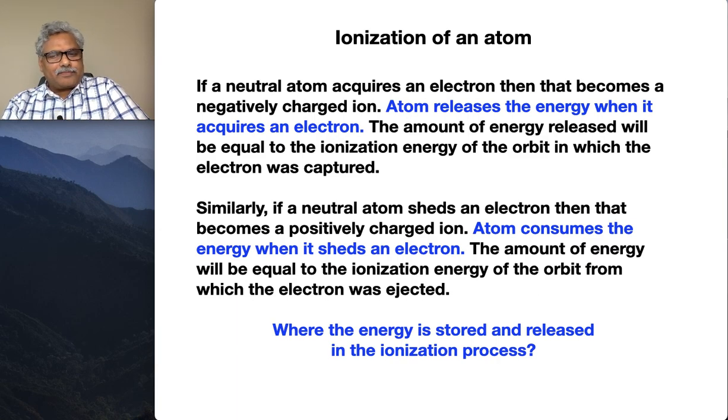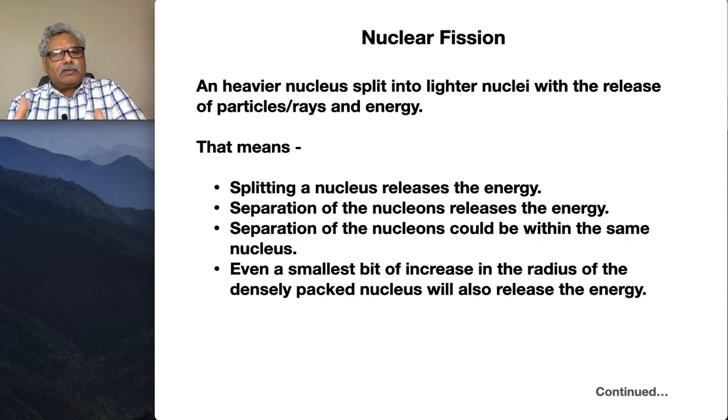So let's look at how nuclear fission works. A heavier nucleus splits into lighter nuclei with the release of particles or rays and energy. Those are the byproducts. When you split a heavier nucleus into smaller nuclei, some particles or rays get released along with some energy. So when you look at what is actually happening to the nucleus, we are splitting the nucleus.